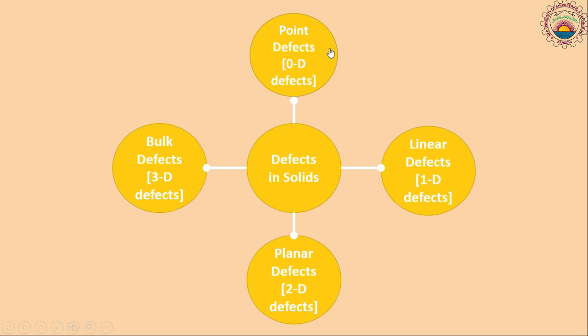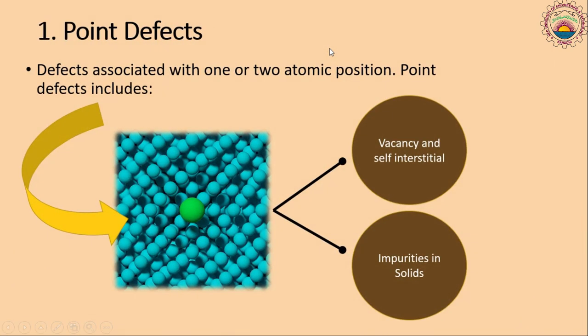So starting with the first one, the point defect. What is a point defect? Defects associated with one or two atomic positions. Now keep in mind, when you say one or two atomic positions, it doesn't mean that in the huge crystal lattice, the defects will only exist at one or two atomic positions. Instead, it means that there will not be consecutive defects in a single line or in a single plane. Instead, we have the defects randomly distributed in the whole crystal structure. That is termed a point defect.